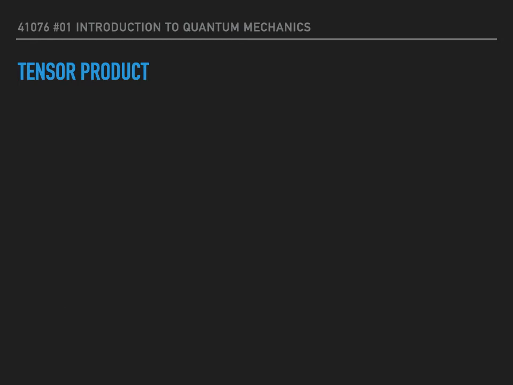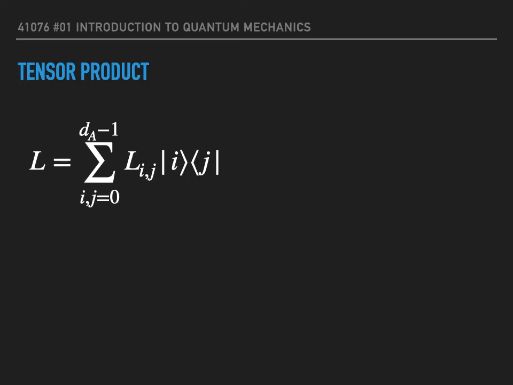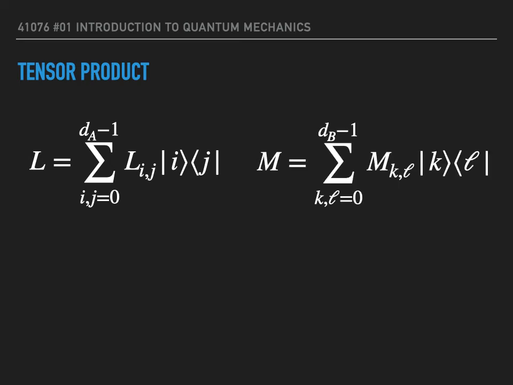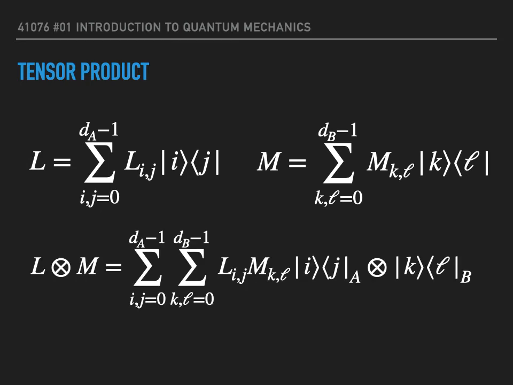The definition of tensor product of two vectors can be easily extended to the tensor product of two operators or two matrices. Given two matrices L and M with size dA squared and dB squared respectively, the tensor product of the two matrices will become a matrix of dimension dA squared times dB squared. Here, ijkl will become the new matrix basis in the joint Hilbert space.